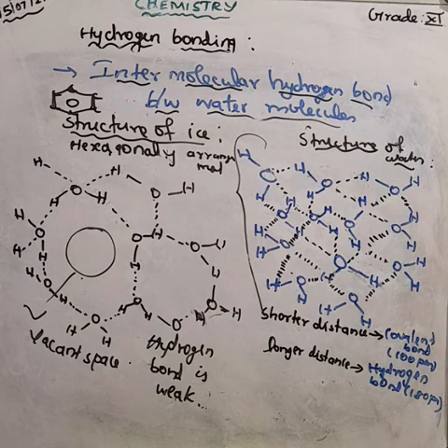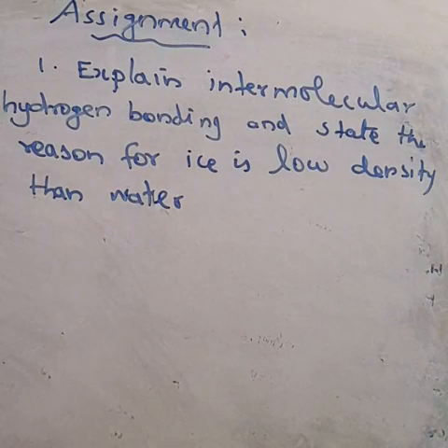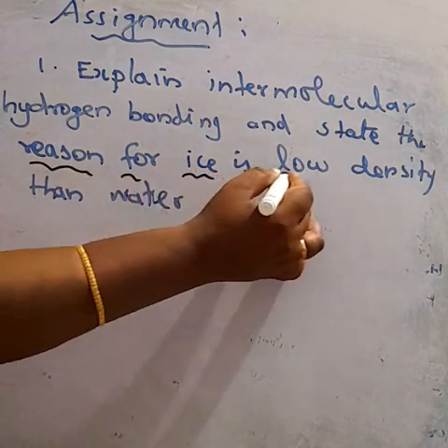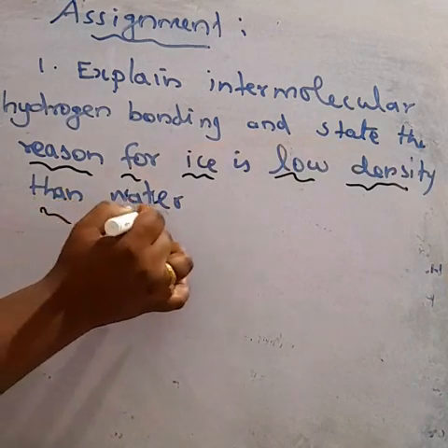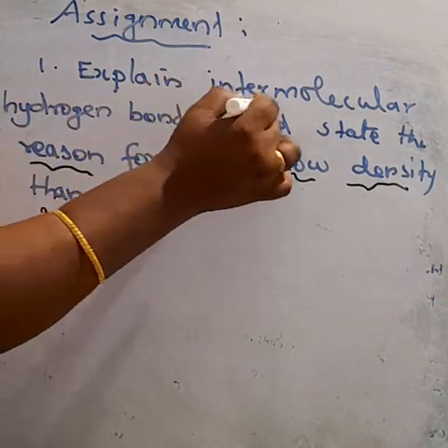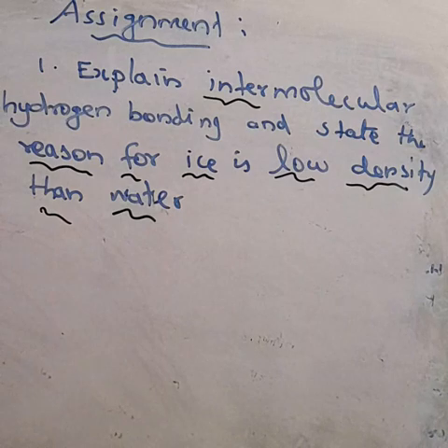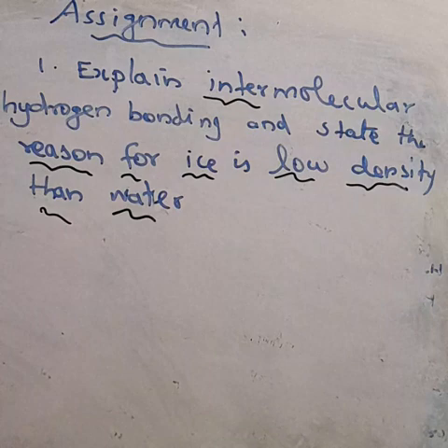Today your assignment. Okay, students, today your assignment: explain the intermolecular hydrogen bonding and state the reason why ice has lower density than water. Okay, if you have your book, take your book now, page number 114. And after I explain the intermolecular hydrogen bonding, I will mark the book back question answers.